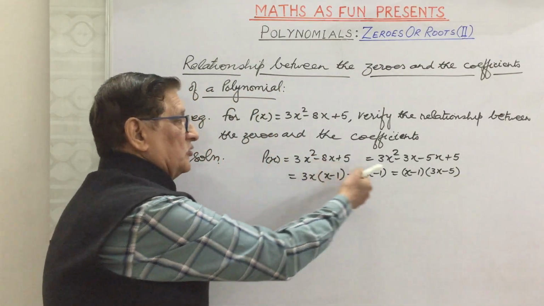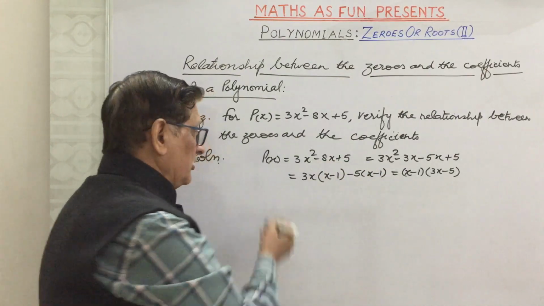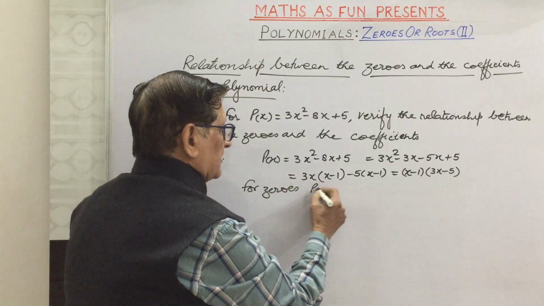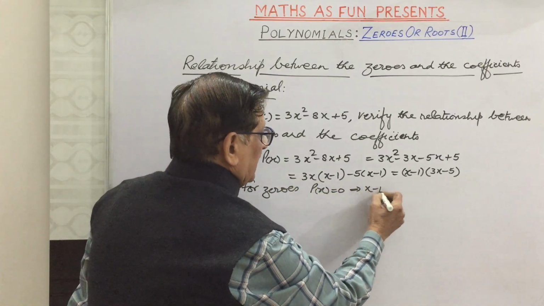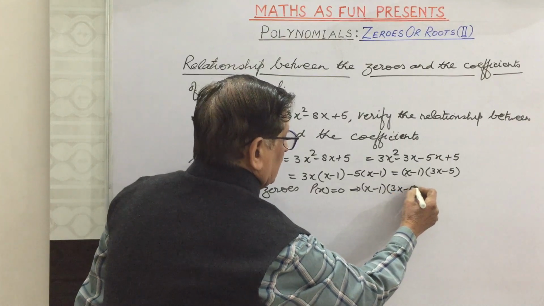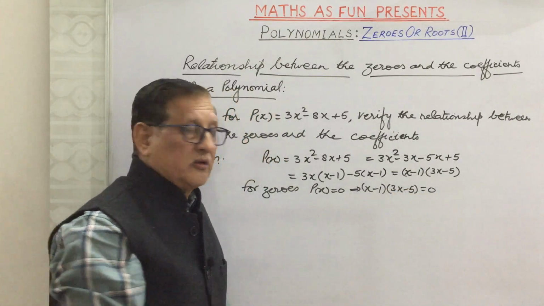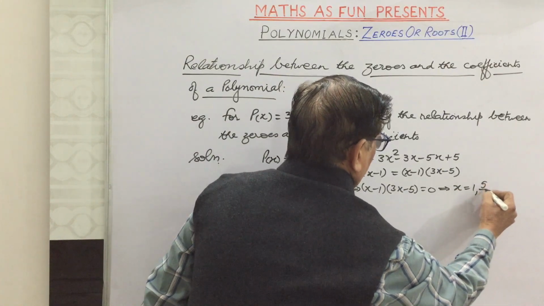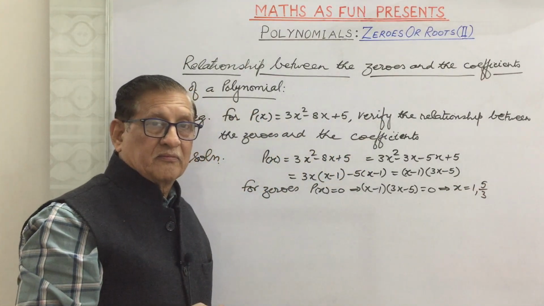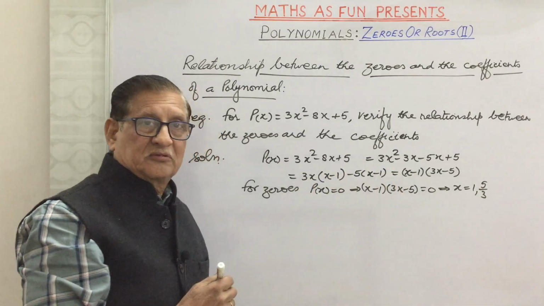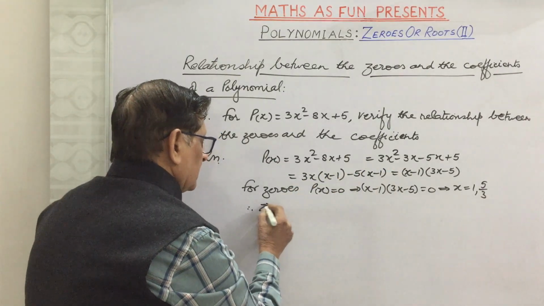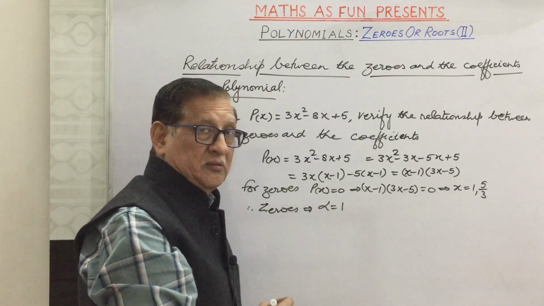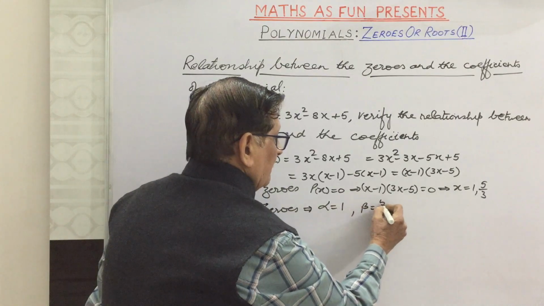We know for zeros we have to equate this to 0. So we write for zeros p(x) equal to 0. It means x minus 1 into 3x minus 5 equal to 0, which implies that x is equal to 1 or 5 by 3. So these are the zeros. We can write therefore the zeros are alpha equal to 1 and beta equal to 5 by 3.